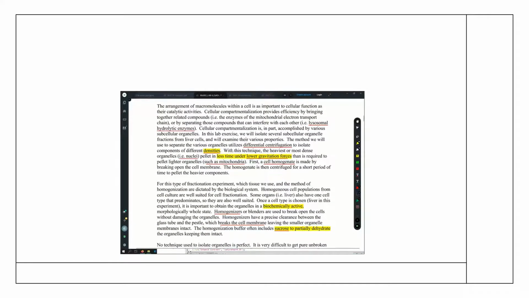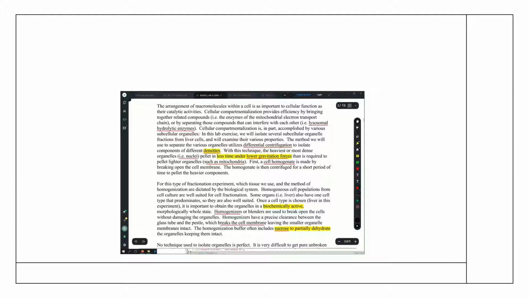The arrangement of macromolecules within a cell is as important to cellular function as their catalytic activities. Cellular compartmentalization provides efficiency by bringing together related compounds, like the enzymes of the mitochondrial electron transport chain, or by separating those compounds that can interfere with each other, i.e., lysosomal hydrolytic enzymes.